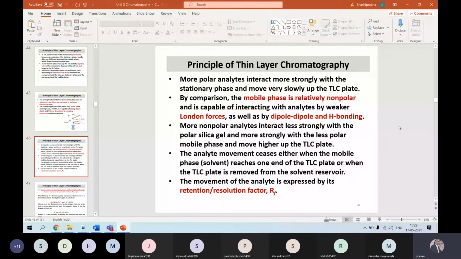What are London forces? London forces are one of the weakest intermolecular forces which you come across in chemical sciences. Similar to the van der Waals forces, London forces are so weak that they are able to distort the electron cloud.